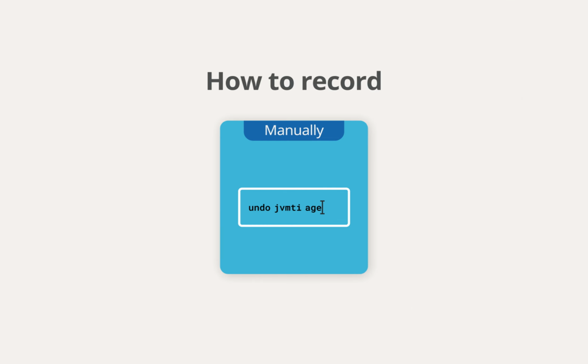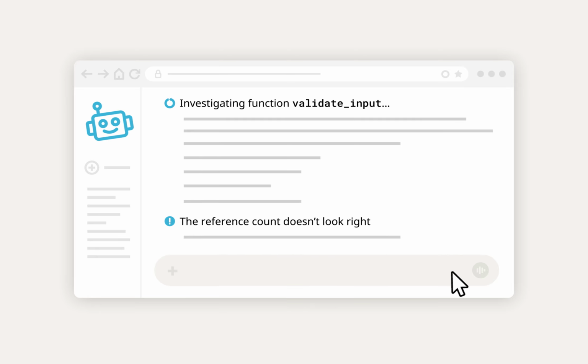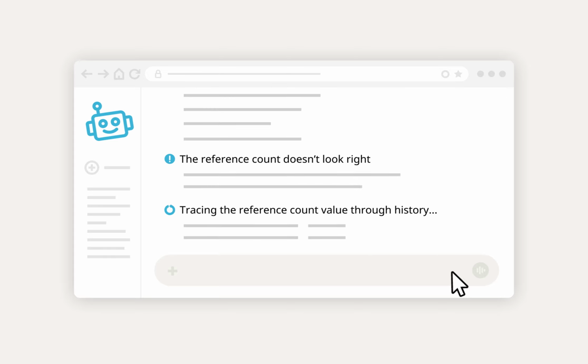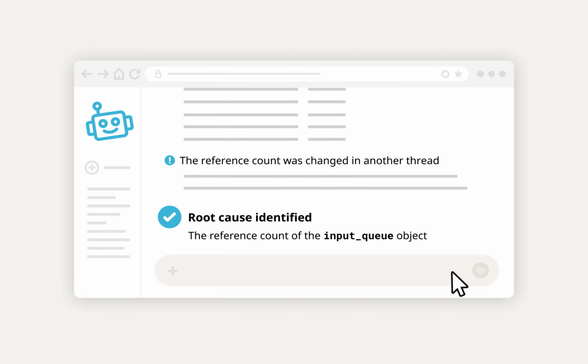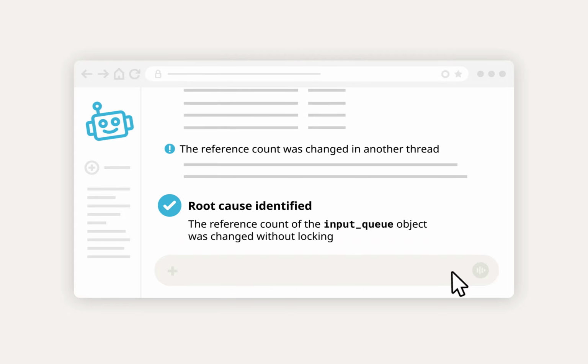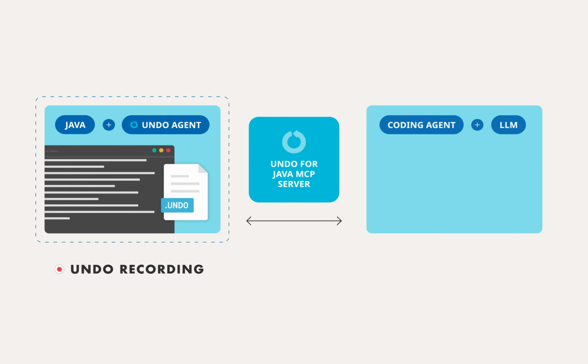You can capture a recording of your program while it's running, manually during development, or automatically during CI and automated test runs. Then, instead of stepping through it yourself, you can hand the recording to an AI agent that investigates it for you, finding root causes, tracing exceptions back to their origin, and reporting what it found. Undo plugs into your existing coding agent via an MCP server.